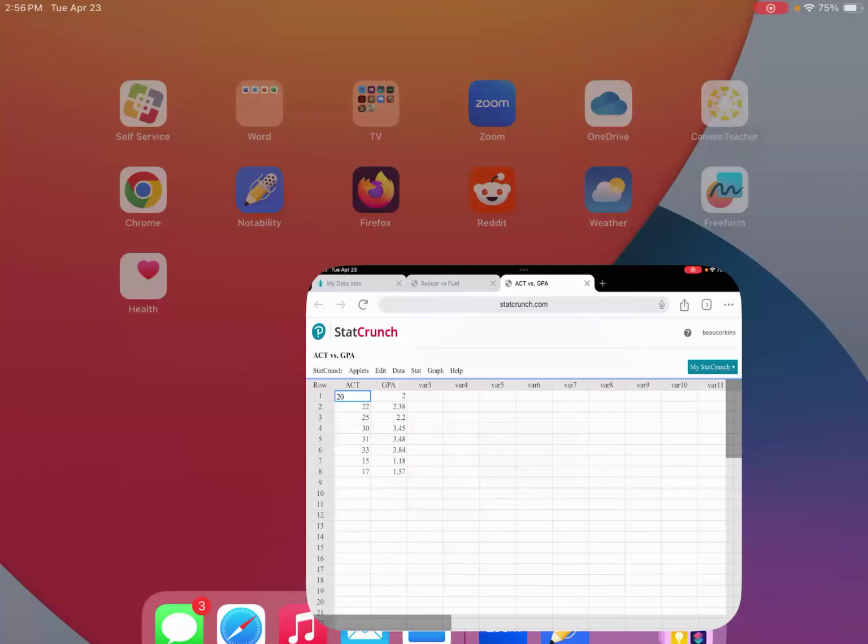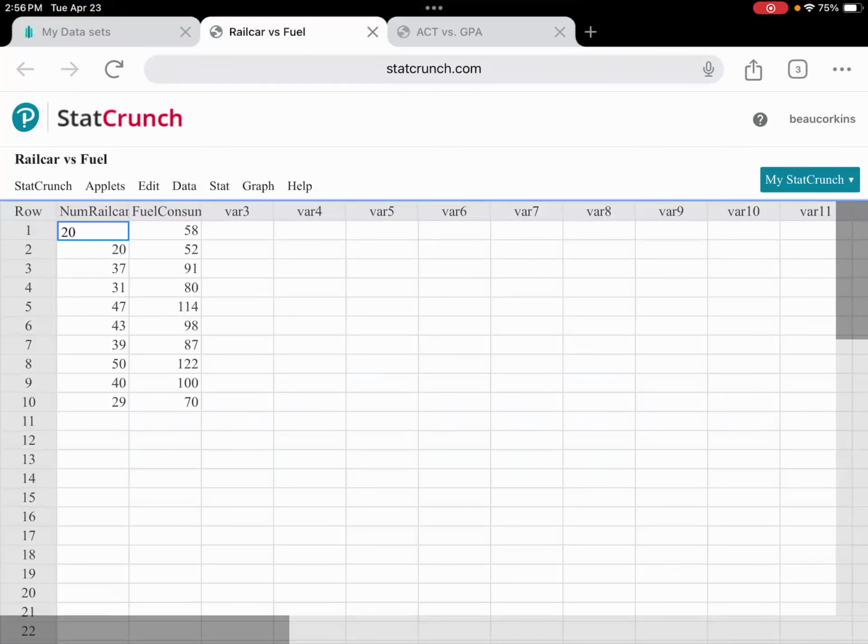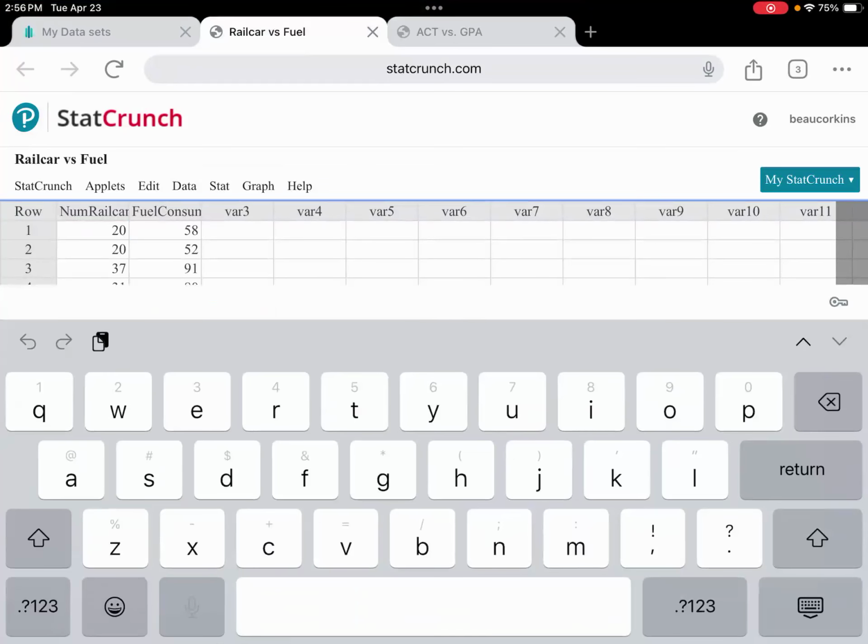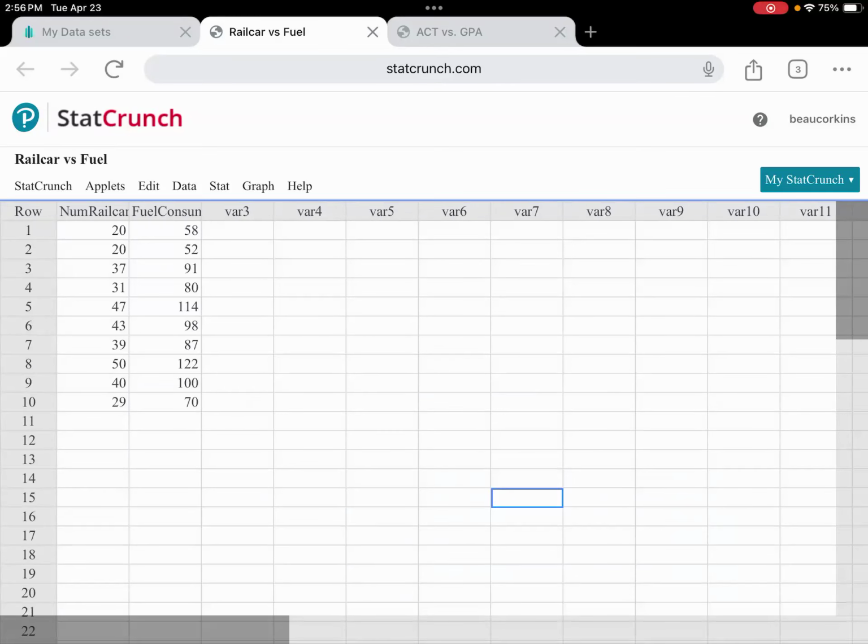So to StatCrunch we go. And this is the rail car versus fuel data set. And again, I know this is quantitative data because when I look at this, even though these are all whole numbers, when you have a bunch of them, and especially when I have two variables connected, most likely this is quantitative data. Also, I ask myself the question, can I have an average number of rail cars attached to a train? Yeah. Can you have an average fuel consumption? Yeah, that's exactly what miles per gallon is, right? It's calculating your average miles per gallon of gas used.